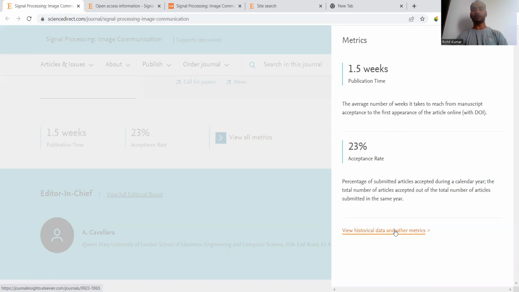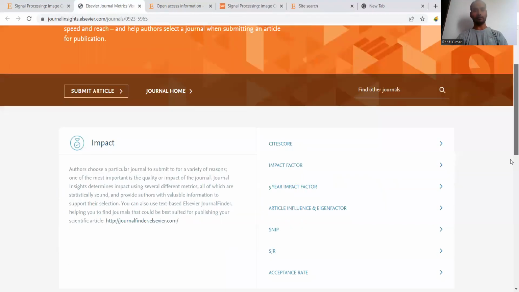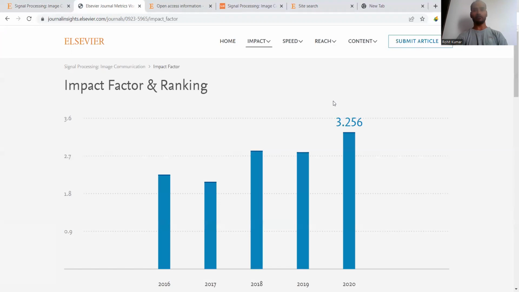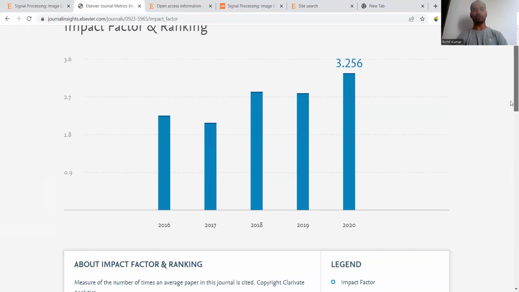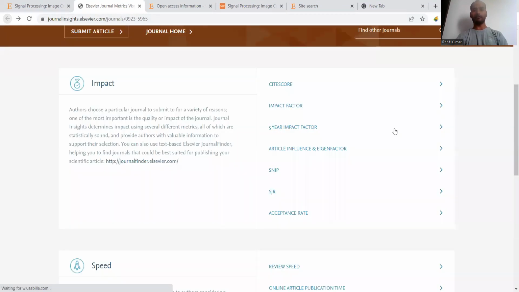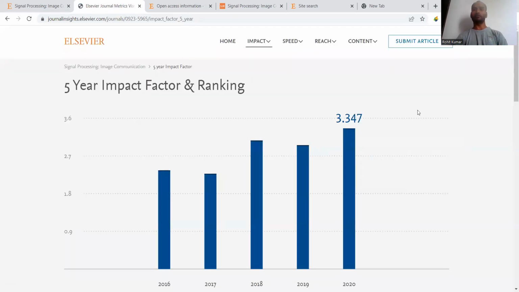Okay, if you want to see other historical data and other metrics, you can click over here and look down. Here is the CiteScore we have already seen, and the impact factor also we have already seen. Currently it is 3.256, which is better than past years. So it is on an increase, which is a good thing. Coming back, the 5-year impact factor: by default, impact factor means the 2-year impact factor, meaning the average number of citations with respect to the articles published in the last 2 years. Then 5 years means the average number of citations with respect to the articles published in the last 5 years. If you want to see the last 5 years impact factor, then it is 3.347. So it is approximately close enough to the 2-year one, which is a good thing.